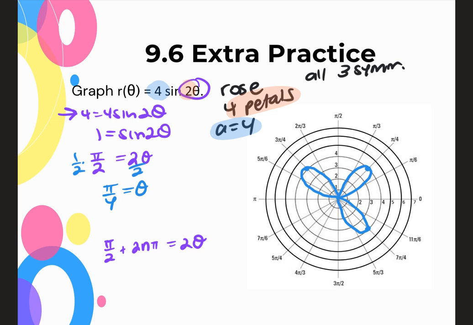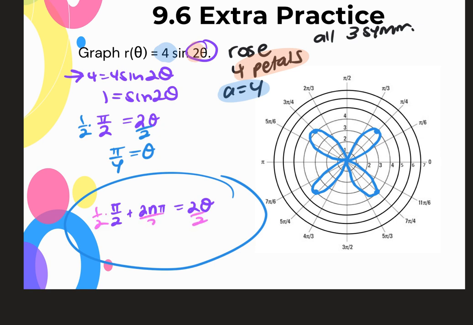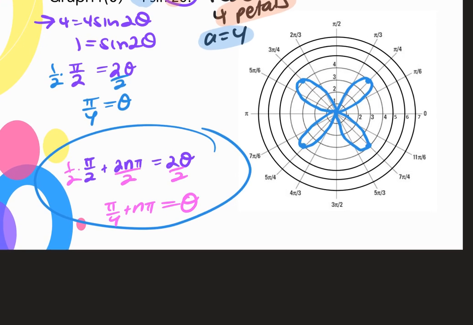And then there I can reflect again, and I get all 4. If it was odd, it is not as easy to find. I would do my multiple angle option, which is then divide this by 2 or multiply by 1/2, and I get theta equals pi over 4 plus n pi. That tells you it happens at pi over 4 plus 1 pi, which would be 5 pi over 4, and then once you found both of those, you can reflect it.